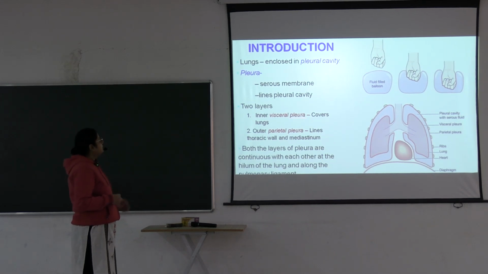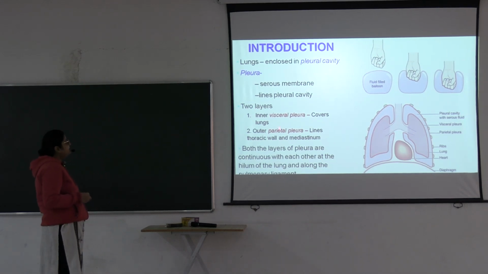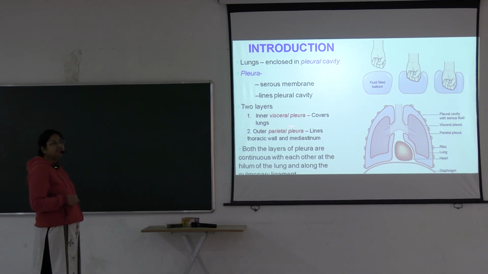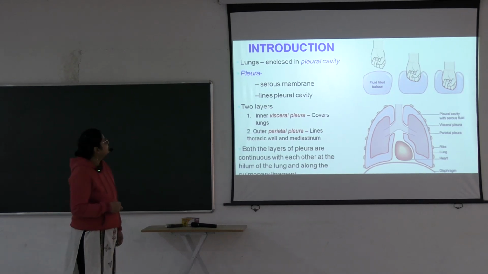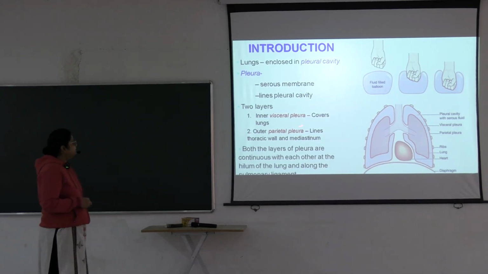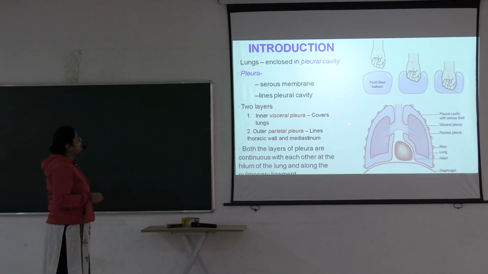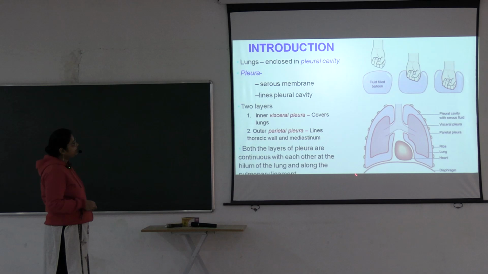Okay. So it has two layers. Inner visceral layer covers the lungs. See, this part which is covering the lung is the visceral layer or visceral pleura. And outer parietal pleura lines the thoracic wall and the mediastinum. So this part which is lining the thoracic wall and the mediastinum, this is parietal pleura. This is heart, this is diaphragm.